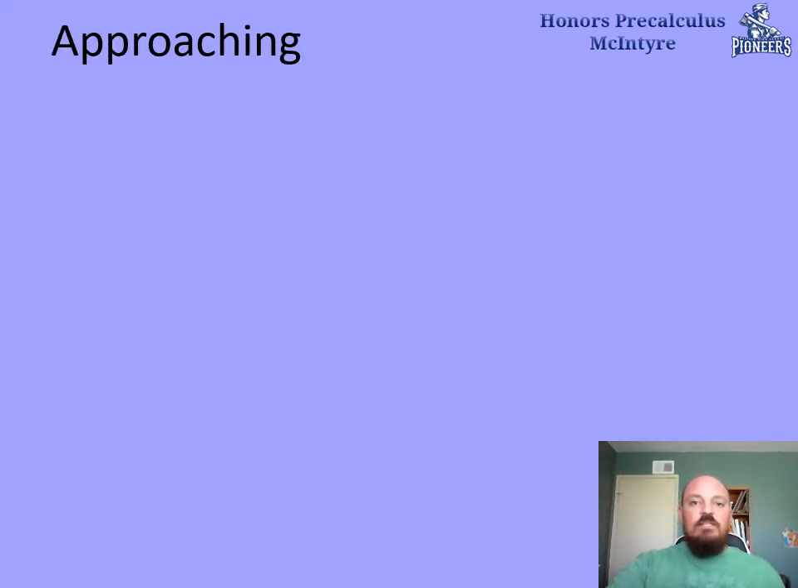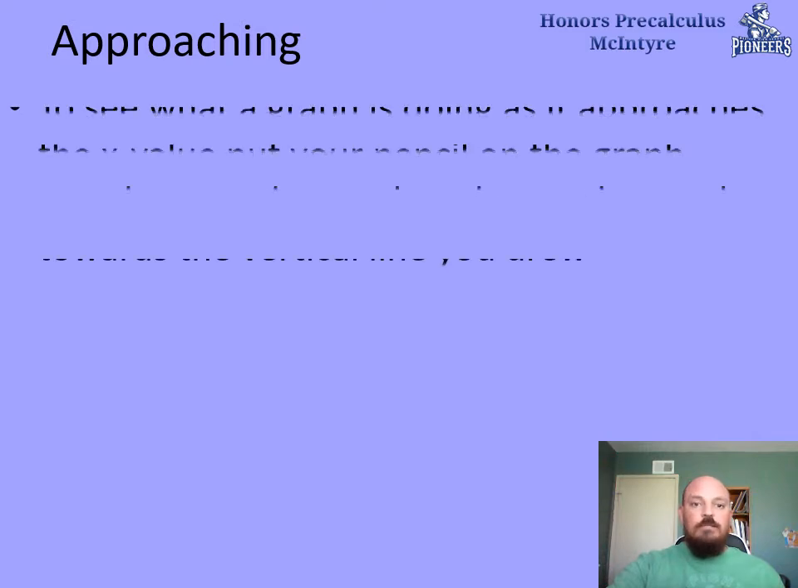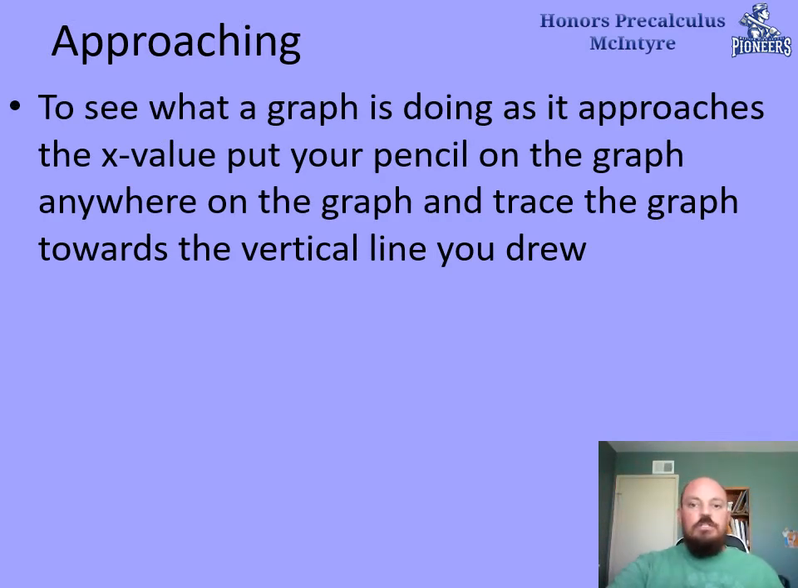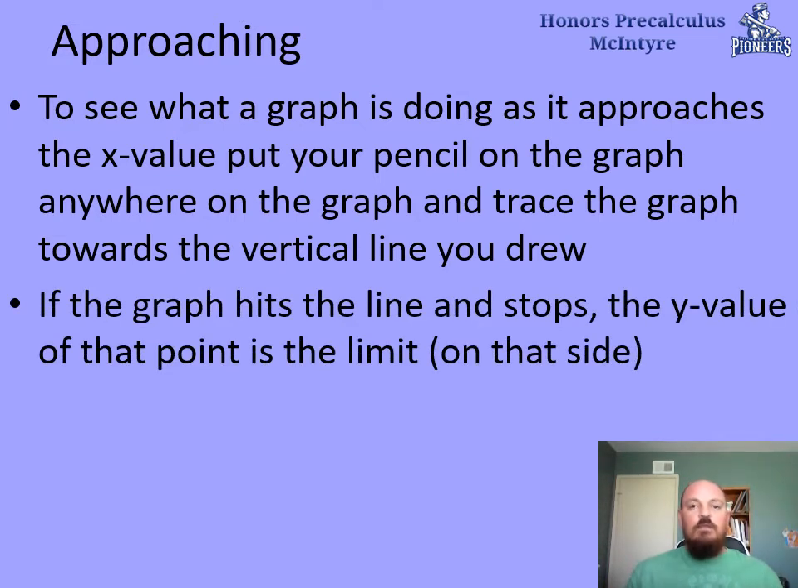So this is what I mean when I say approaching, or to approach something. You're going to pick a point on the graph, put your pen or your pencil actually on it, start tracing the graph towards that vertical line you drew in at the limit and see where it's going. Now, if the graph goes right to that line and just stops there, then the y value of the point where it stops gives you the limit for that one side.